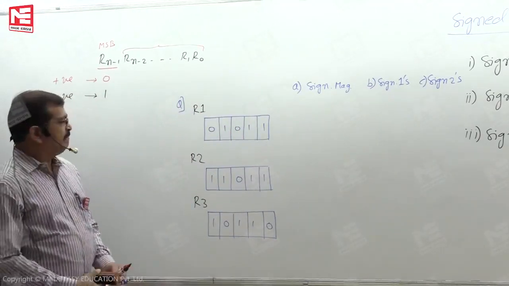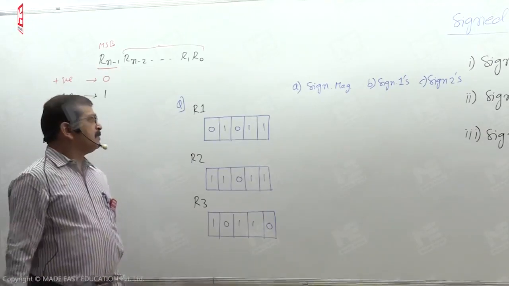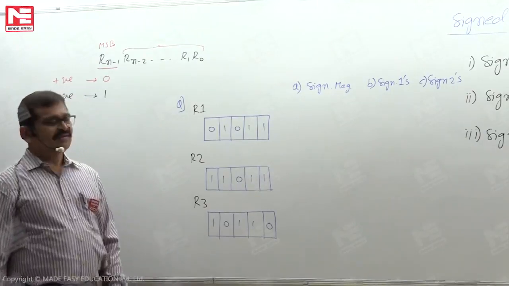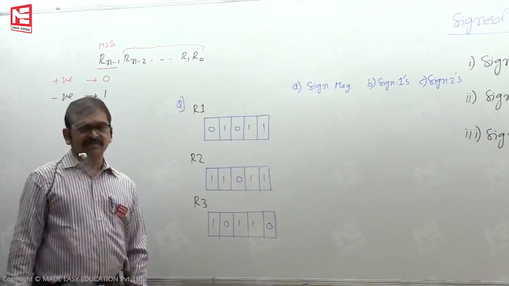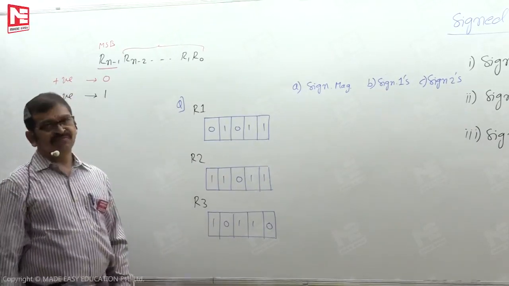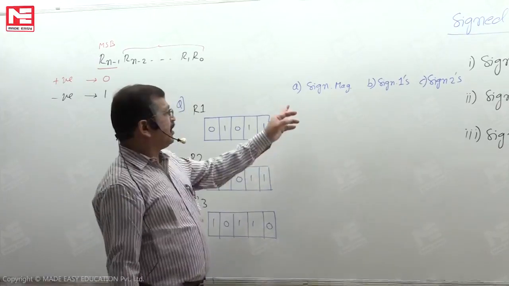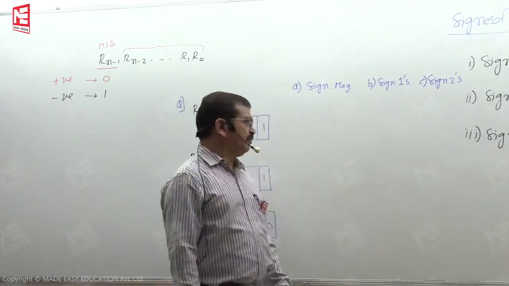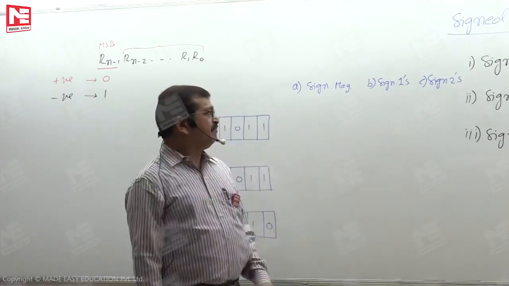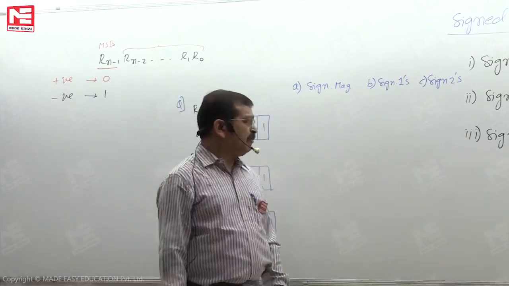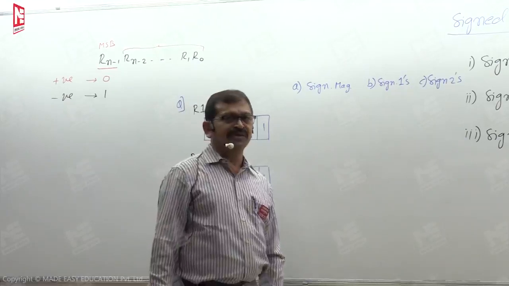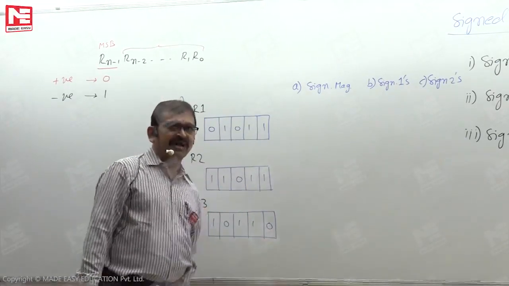So the question, I am repeating. The register R1, R2, R3 data is shown below. What are the equivalent decimal values in the registers R1, R2, R3 if A bit, the stored data is in sign magnitude representation; B bit, if the stored data is in sign one's complement notation; C bit, the stored data is in sign two's complement notation. It is a question, so take some time and you try.